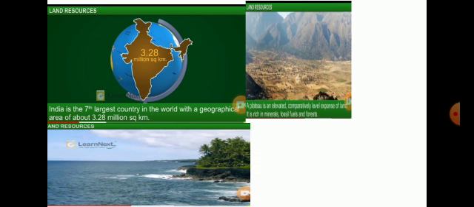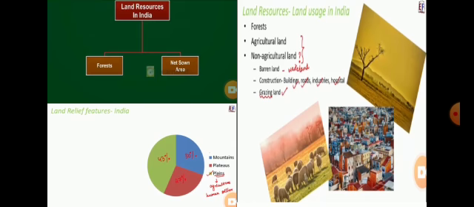Next, we will see the land resources in India, having forest and net sown area. We have to learn about the usage of land in India: forest, agricultural land, non-agricultural land, barren land, construction, builders, roads, industries, hospitals and grazing land. We want to learn all of this about India. Not only that, mountains, plateaus and plains are there. We have to learn all of this in this chapter.